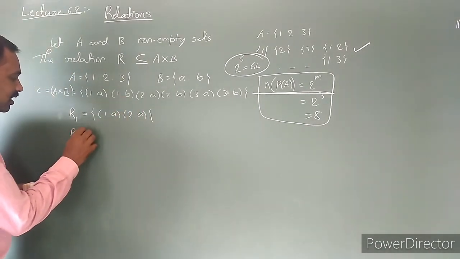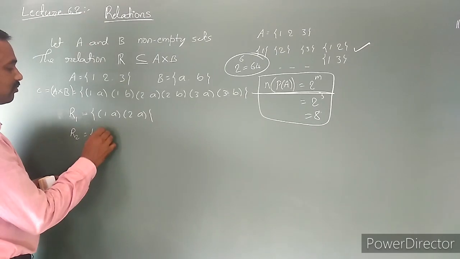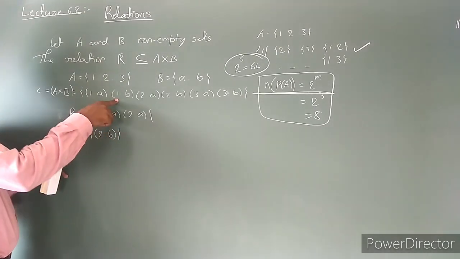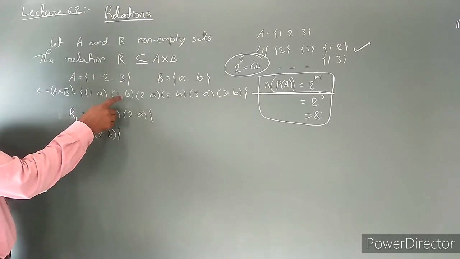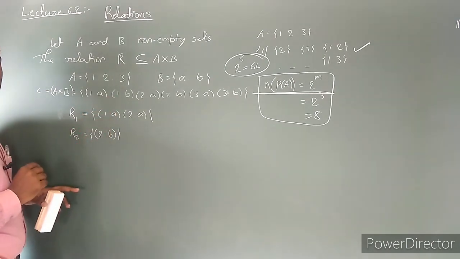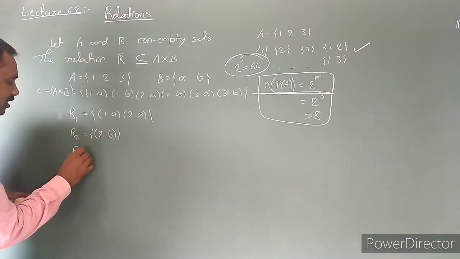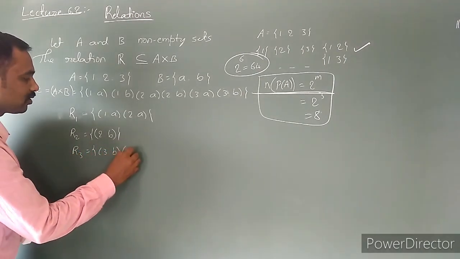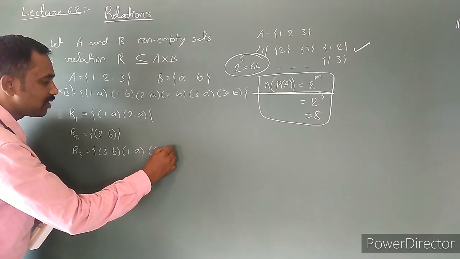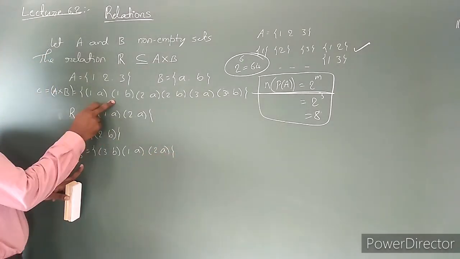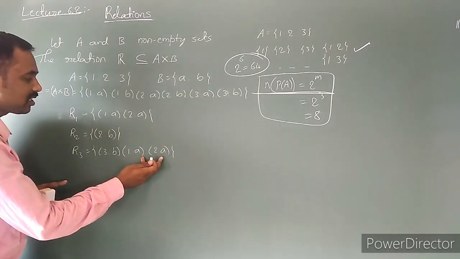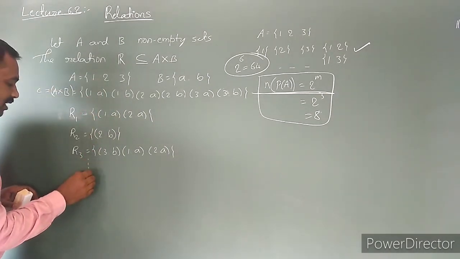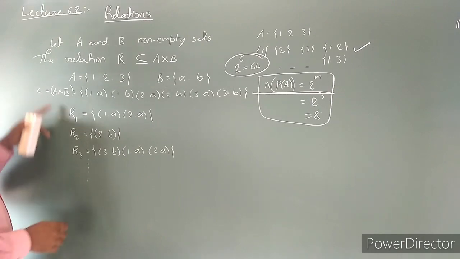Next, one more relation. R2 I am going to write: {(2, b)}. Is it a subset of this set? Yes, it is also a relation. Next, I write R3. R3 is equal to {(3, b), (1, a), (2, a)}. Is it a subset of this set? Yes, all these three elements are present in this set. Obviously, it is a subset. So like that, how many subsets can we write?